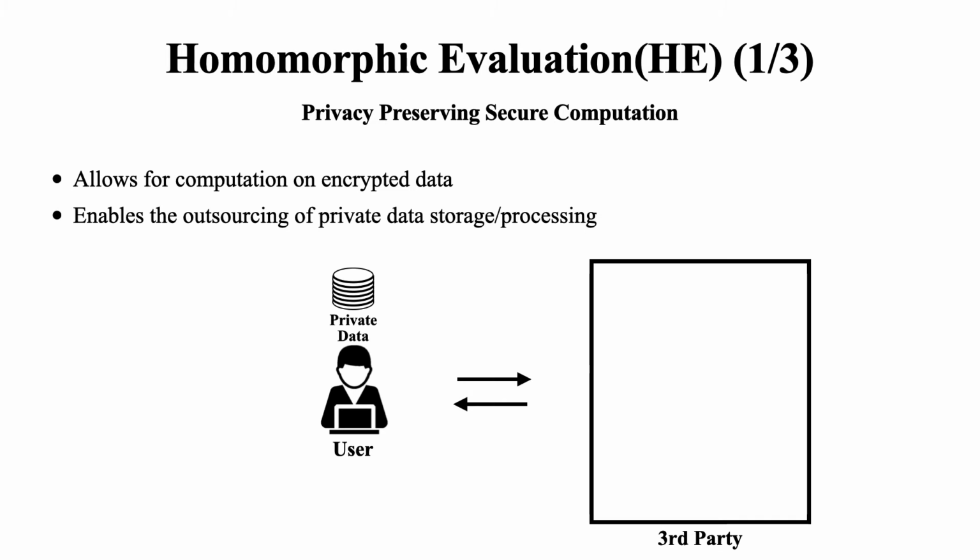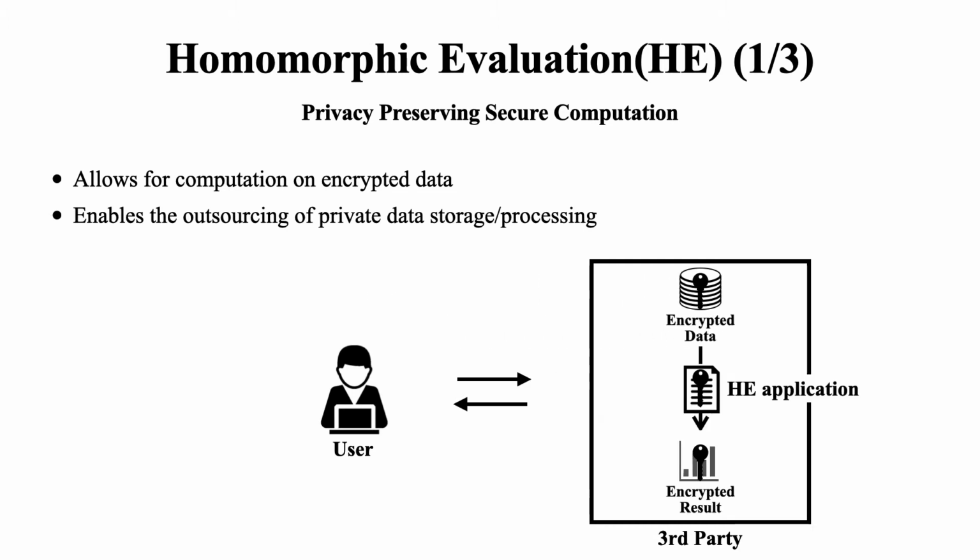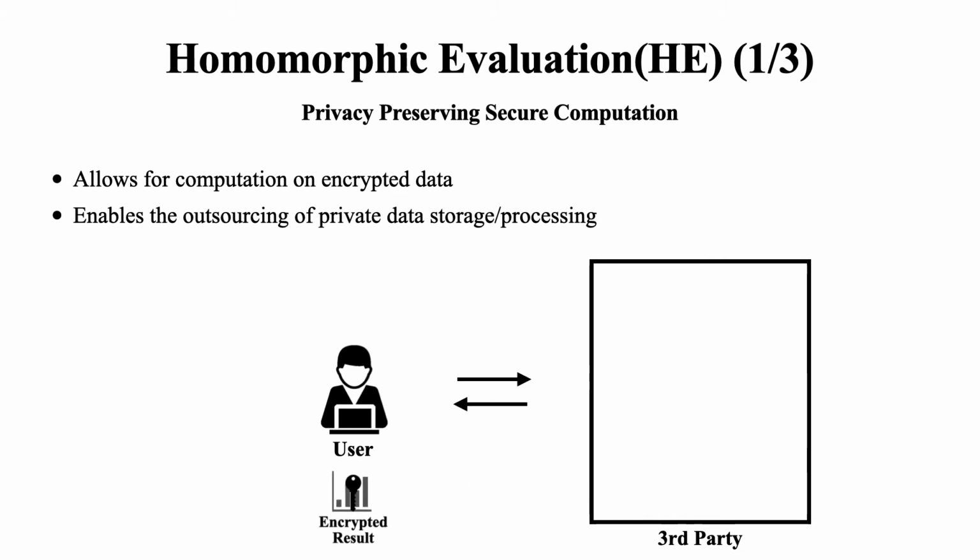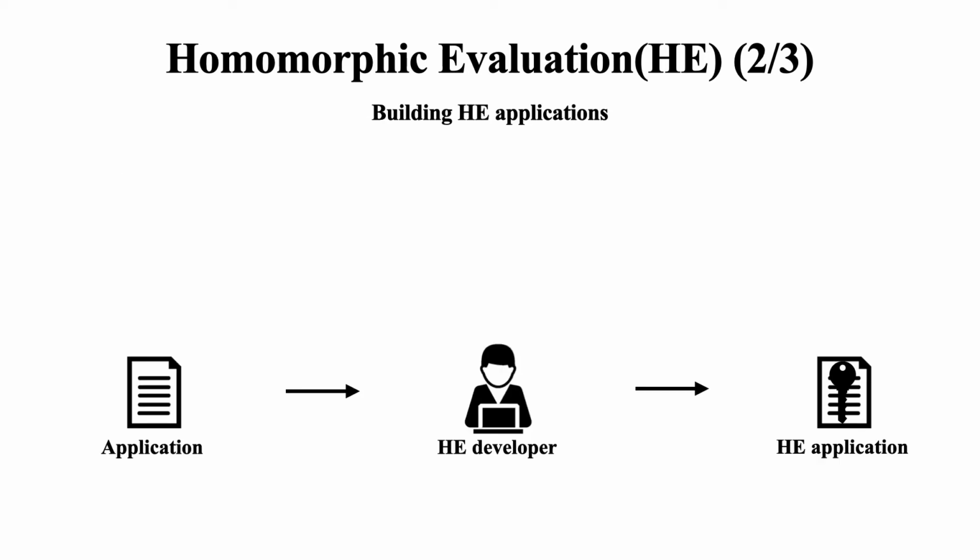Homomorphic evaluation (HE) is a perfect solution for privacy-preserving secure computation because it allows for any kind of computation on encrypted data. This enables the outsourcing of private data storage or processing. First, a user encrypts their private data and transfers it to the third party. The third party performs homomorphic computation on encrypted data and gets encrypted results. Then, the third party transfers the result to the user, and he or she can decrypt it and get the desired result.